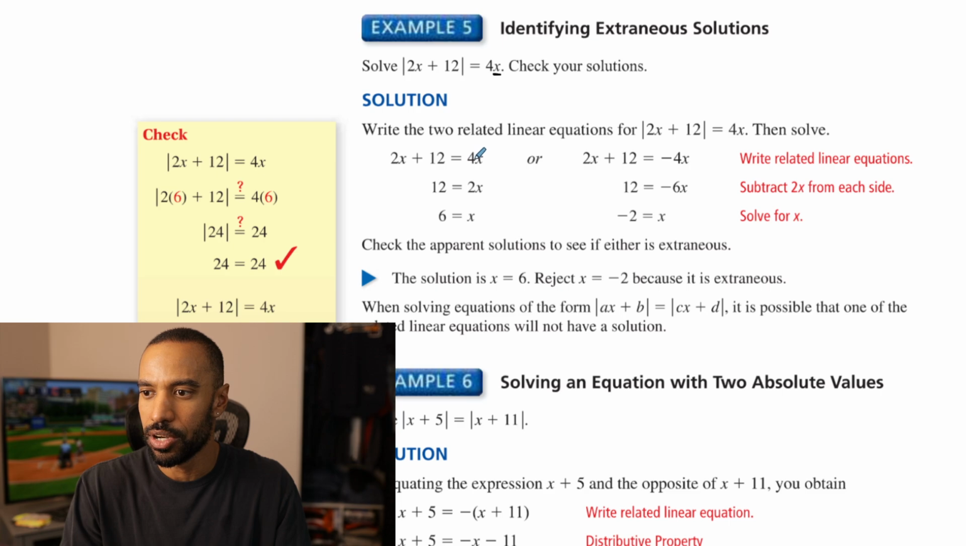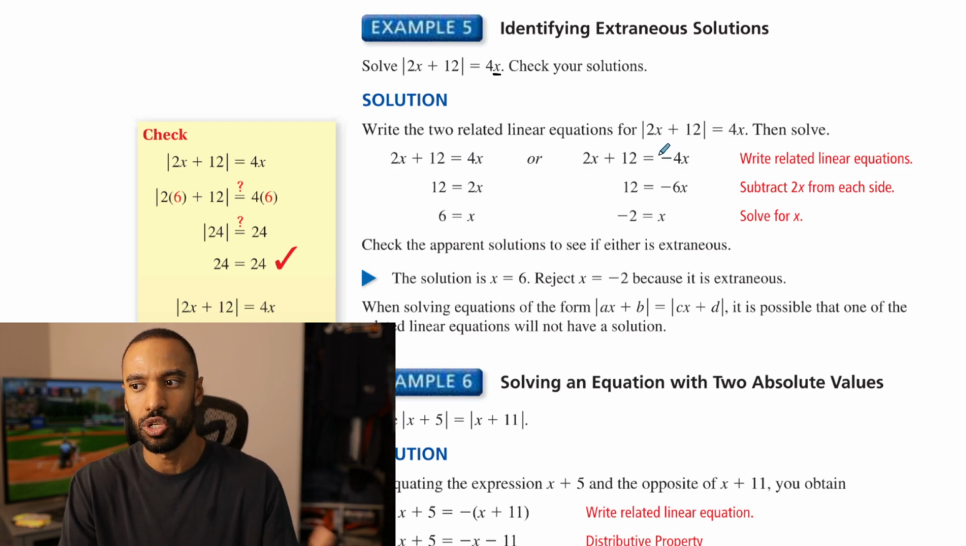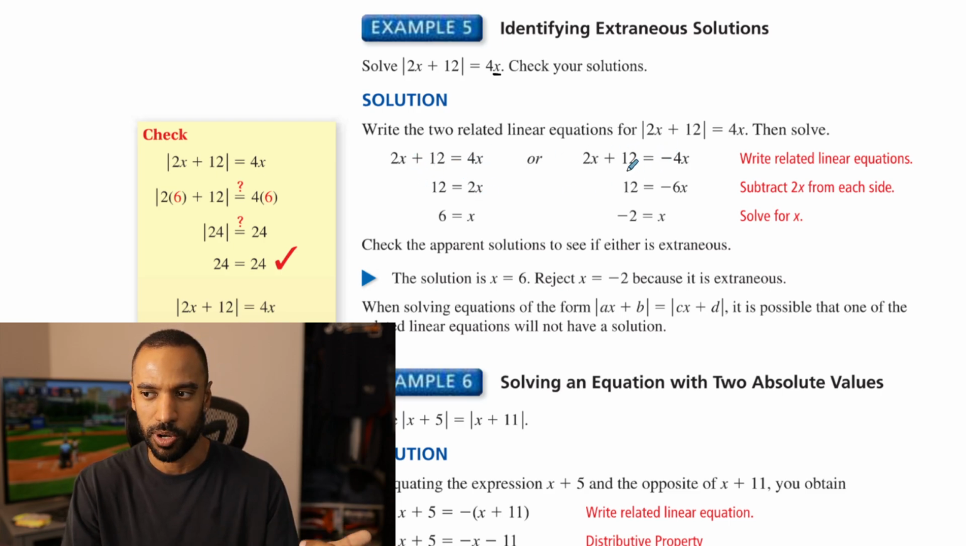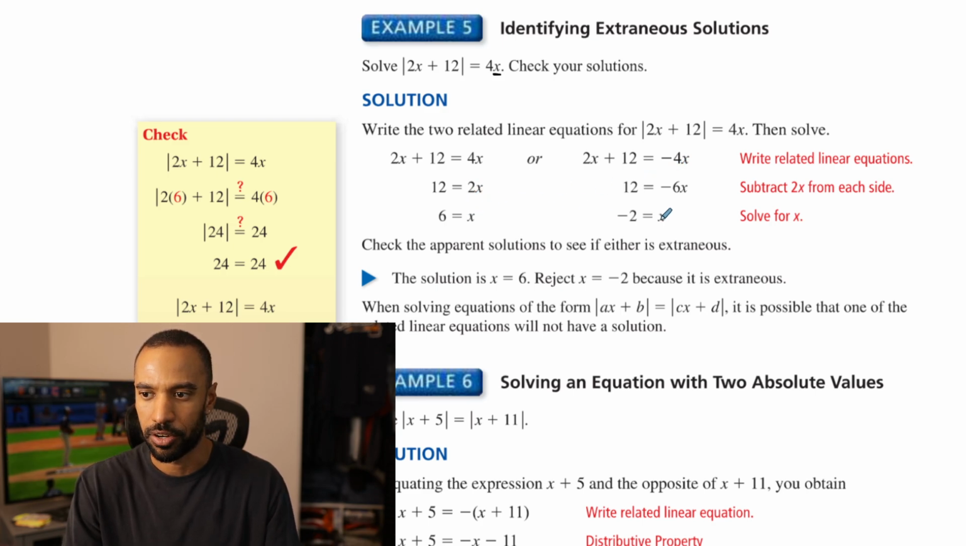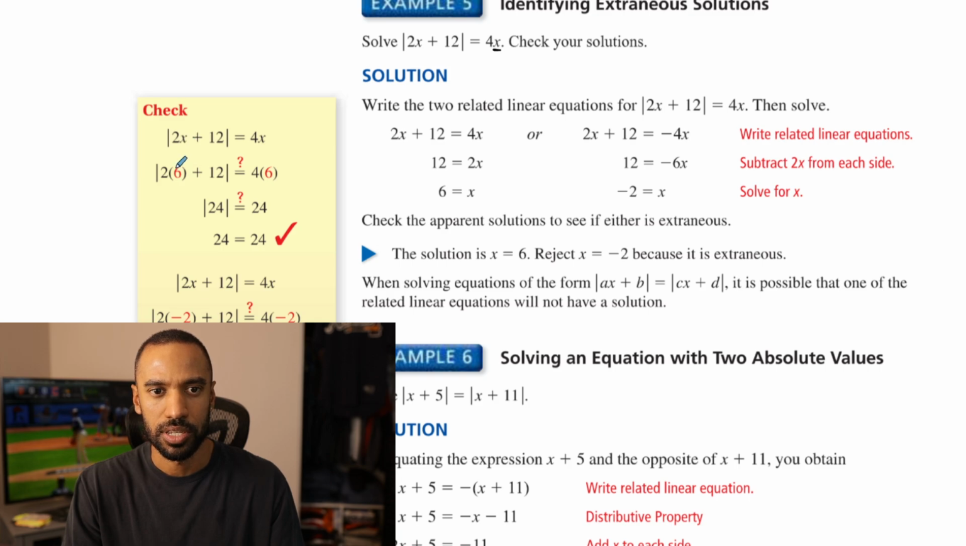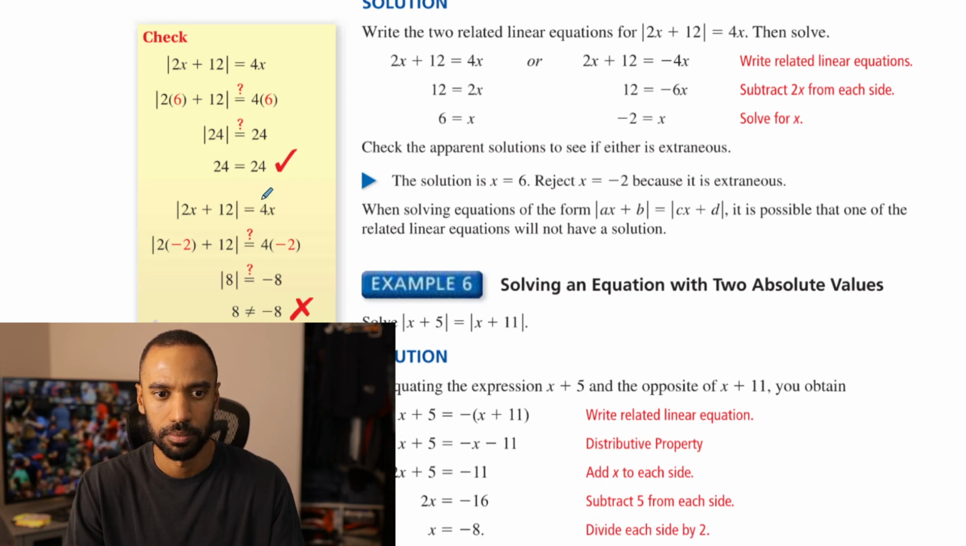Anyway, so this thing either equals positive or negative 4x. Do what you got to do to solve. They decide to subtract 2x. That's fine. Divide by your numbers, and they get these answers. Now, when you try 6, it works. 2 times 6 plus 12 is 24. Absolute value of 24 is 4 times 6, which is 24. That's all good.